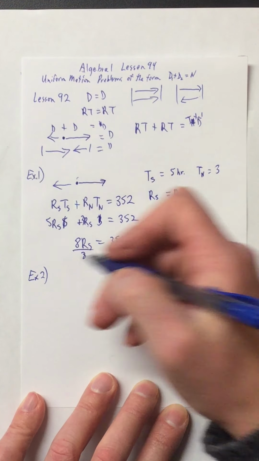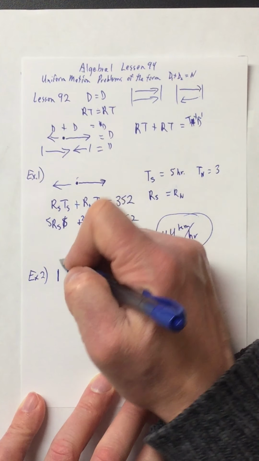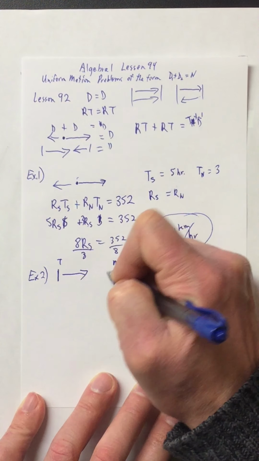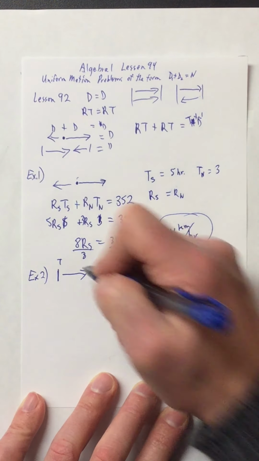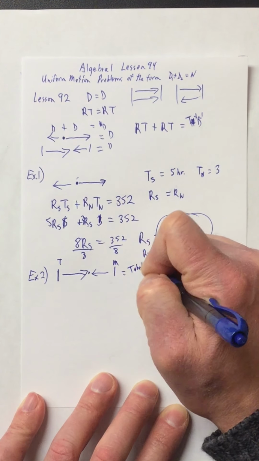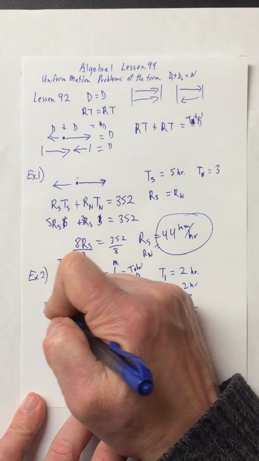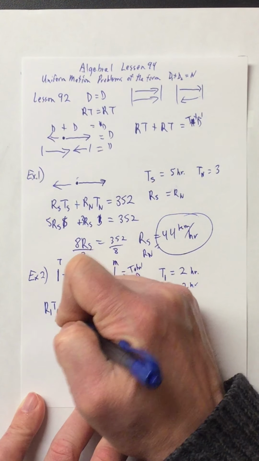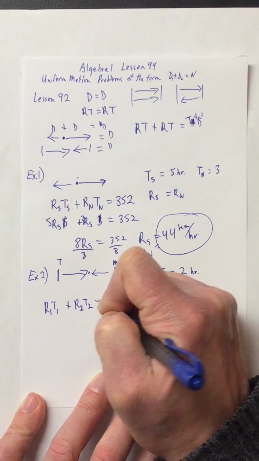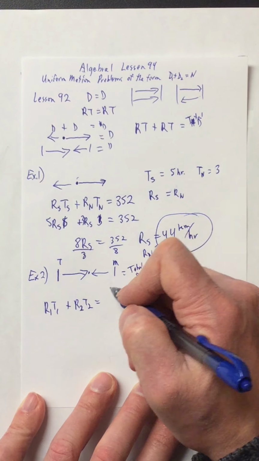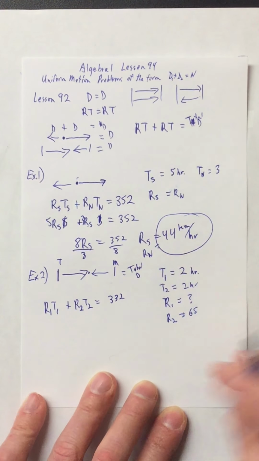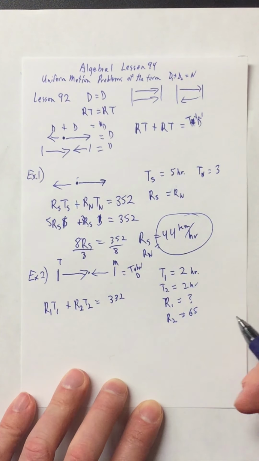So if we put this into a picture, we've got Toledo here, and we've got Mackinac here, and the two trains are headed toward each other. Okay, so if we see that, that's equal to a total distance. So we have the rate and time of the first train plus the rate and time of the second train is equal to our total amount, which is 332 kilometers apart.